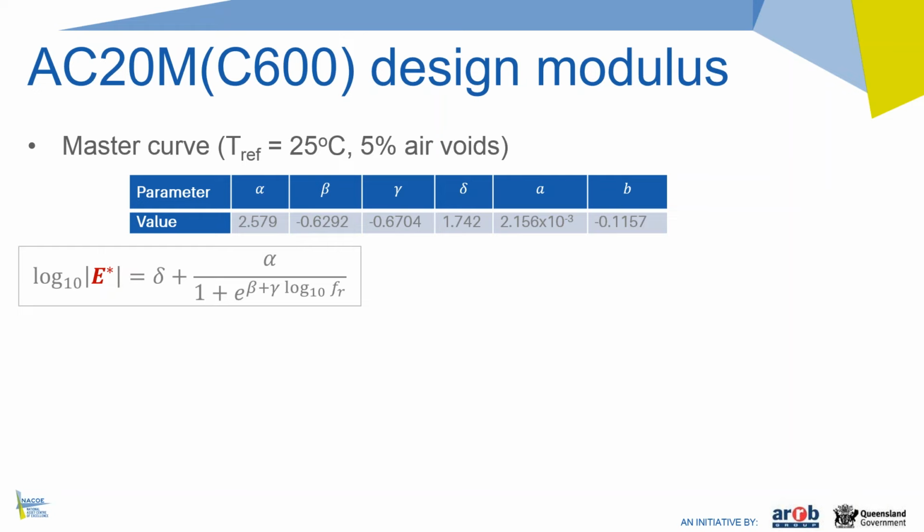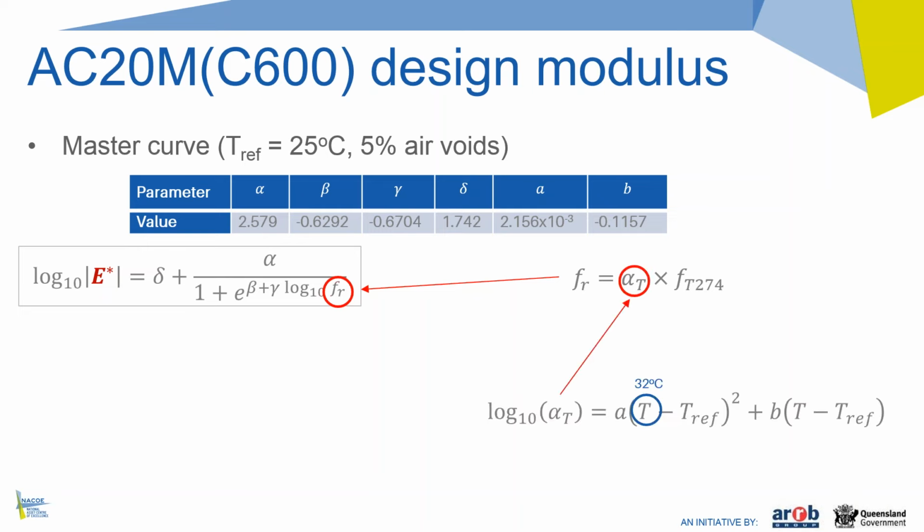The only term we don't currently know in that equation is the FR, which is the reduced frequency. That's calculated using this formula. The reduced frequency equals the temperature shift function times the flexural modulus test frequency. So Eric showed this yesterday. The temperature shift factor comes from this equation, which Eric also showed. We know the A and B, which are part of our definition of the master curve for that mix. The T-ref reference temperature is just 25 degrees Celsius, and the other T there is the design temperature, which is the weighted mean annual pavement temperature of 32 degrees. So from that we can calculate the alpha T, which is the temperature shift.